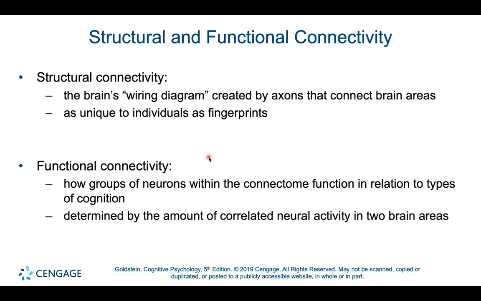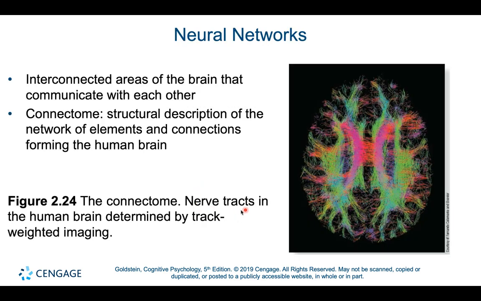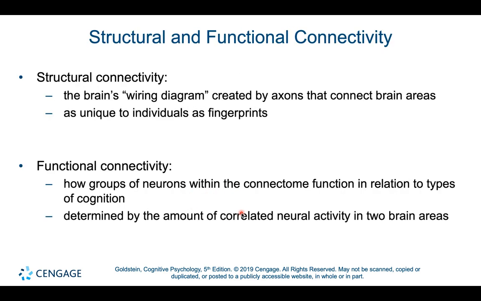When we're talking about these large scale neural networks, we need to make a distinction between structural connectivity and functional connectivity. Structural connectivity is, not surprisingly, the physical structures of the brain, the wiring, right? The physical, what we called nerve tracts that exist in the brain, these superhighways. And each of us have slightly different and unique structural connectivity diagrams.